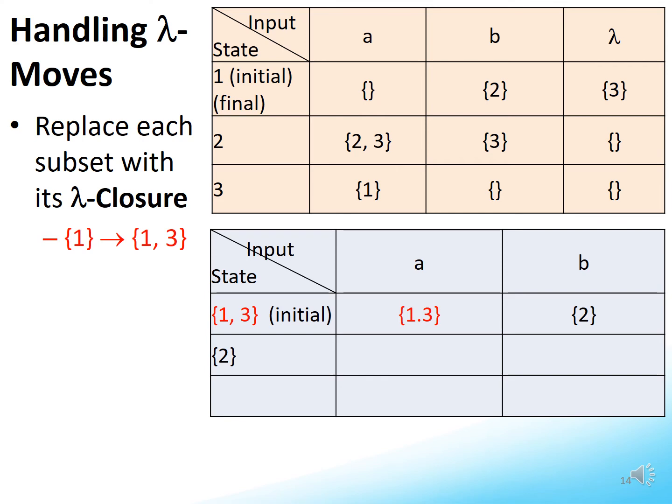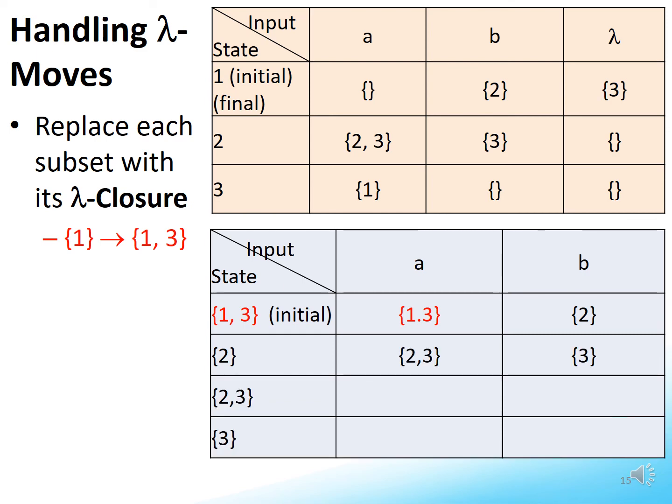Similarly, at state {1, 3}, on input B, the machine can go to either 2 or not move. So overall, the machine can go to state 2. State 2 is a new state. So we record it here, and we need to consider its transition.